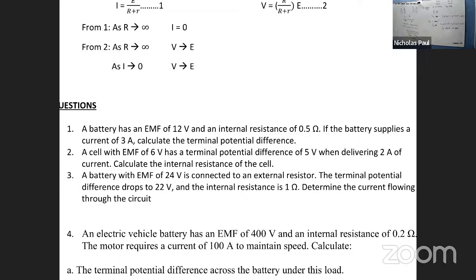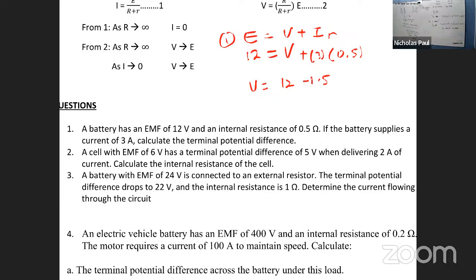Right, number 1, nice and easy. E is equal to terminal PD plus I times r. Sorry, EMF is 12. Internal resistance is 0.5. Current being supplied is 3. They want the terminal potential difference. So V is equal to 12 minus 1.5.